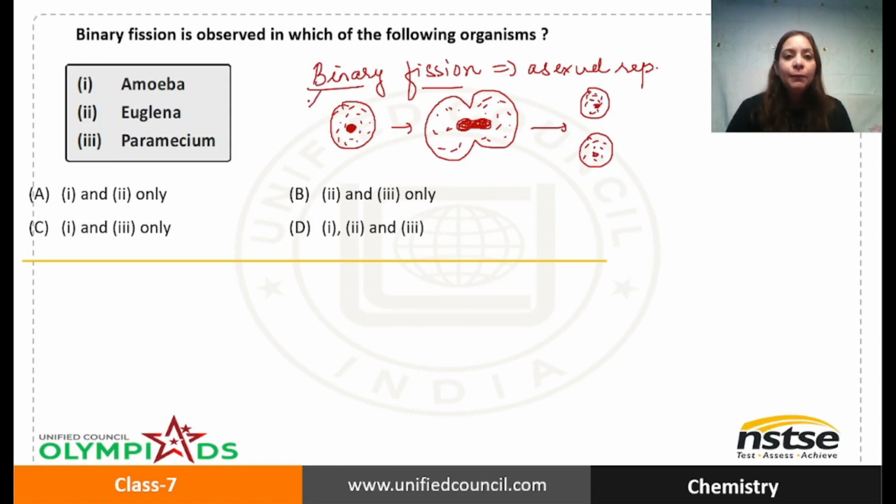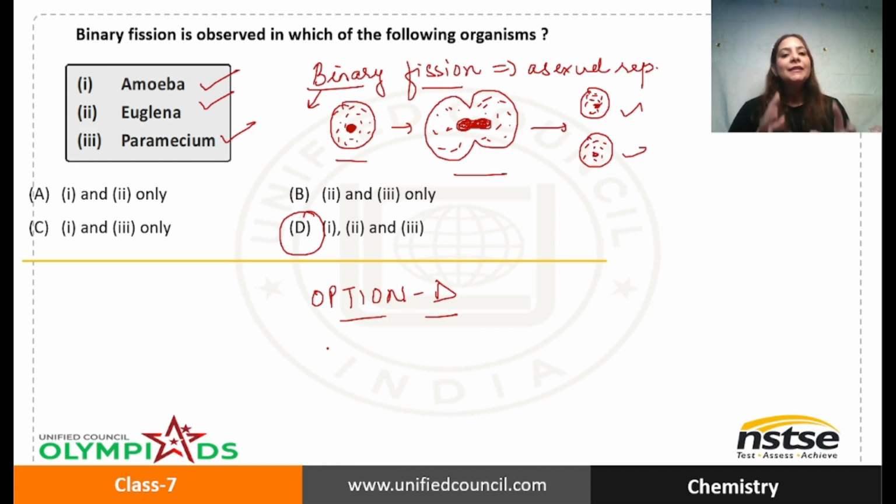Now it is called binary because you are getting two daughter cells. Bi or di means two. Fission means a cell is breaking down to form two daughter cells. This kind of asexual reproduction is seen in all of them, that is in amoeba, euglena and paramecium. So here the correct answer is option D. Please remember that binary fission is seen in all of them, where the cell divides to form two identical daughter cells.